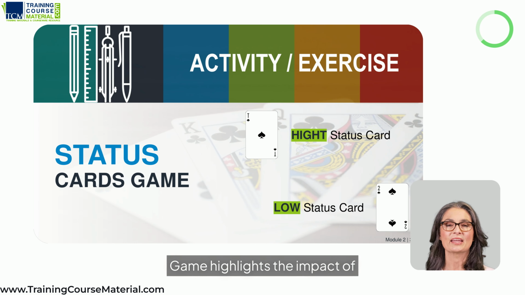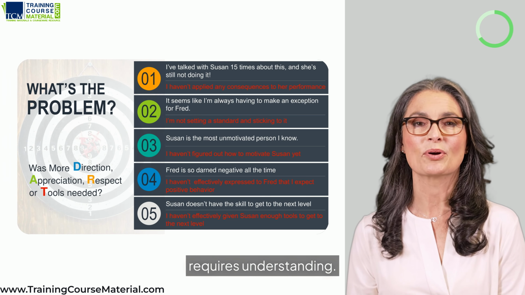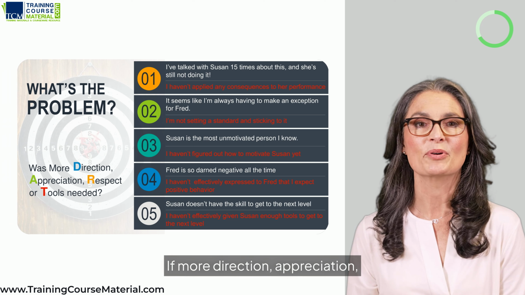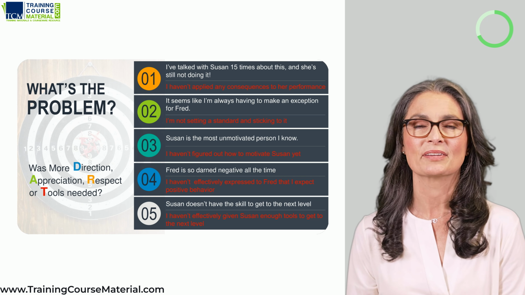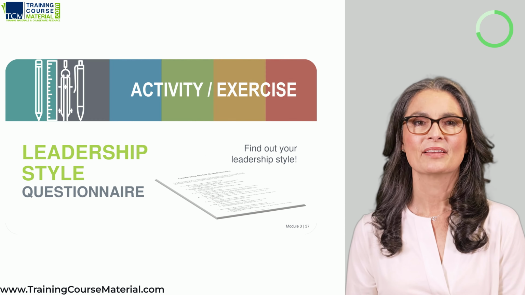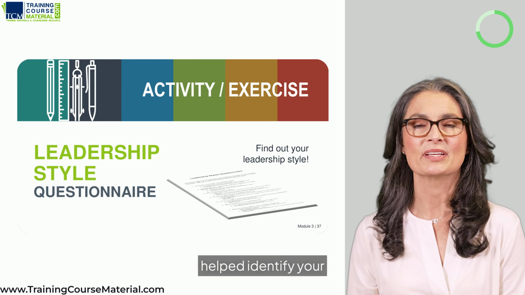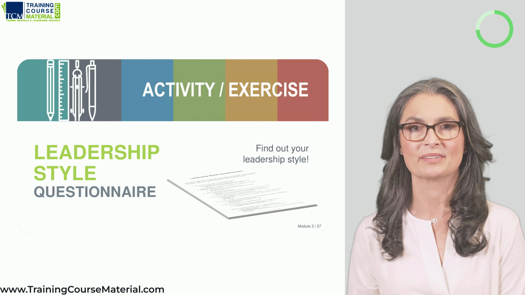The status cards game highlights the impact of perceived status on team dynamics. Let's explore this through an interactive exercise. Identifying problems requires understanding if more direction, appreciation, respect, or tools are needed. Let's analyze scenarios. Module 3 focuses on what leaders are like. Key points include discovering your leadership style and balancing team functions. The Leadership Style Questionnaire helps identify your natural leadership tendencies. Let's explore your unique style.